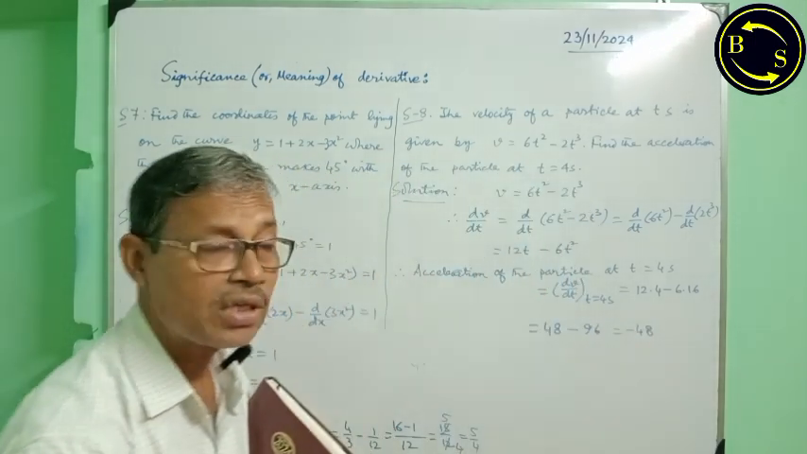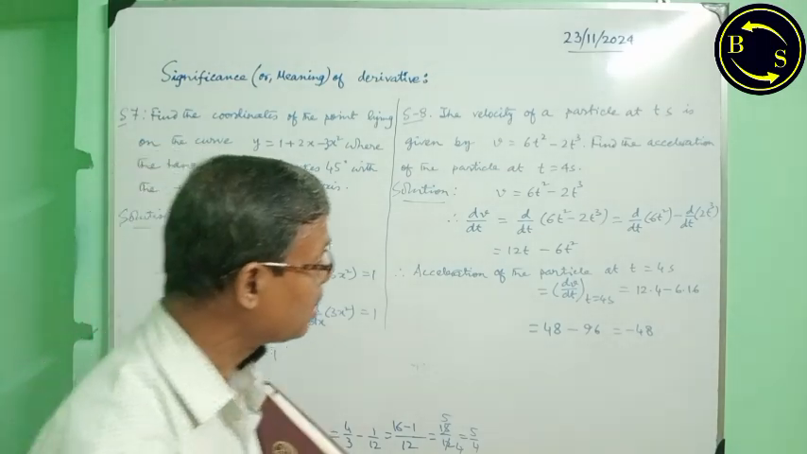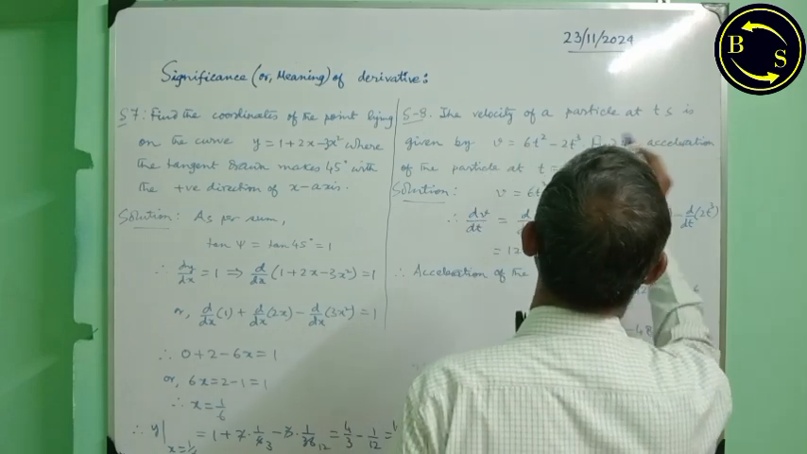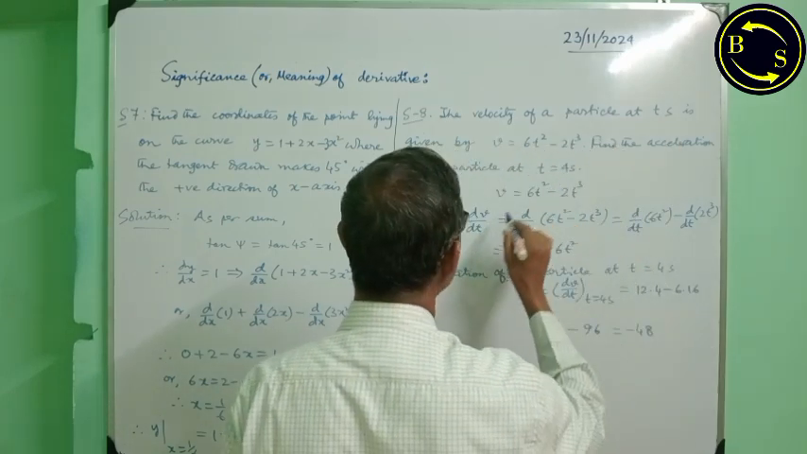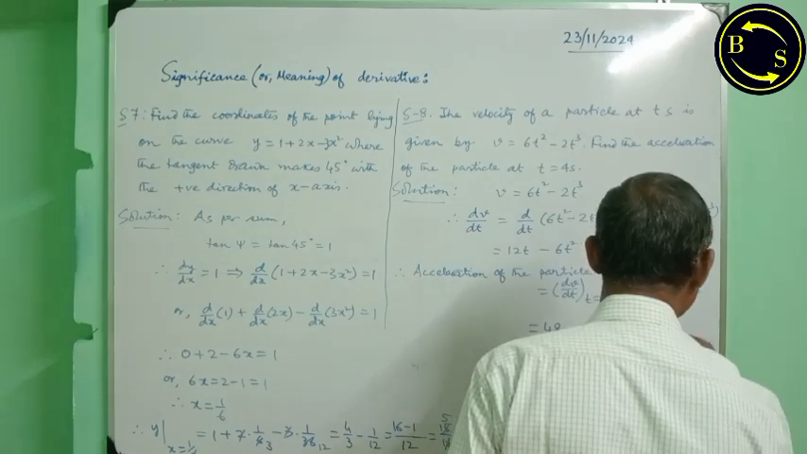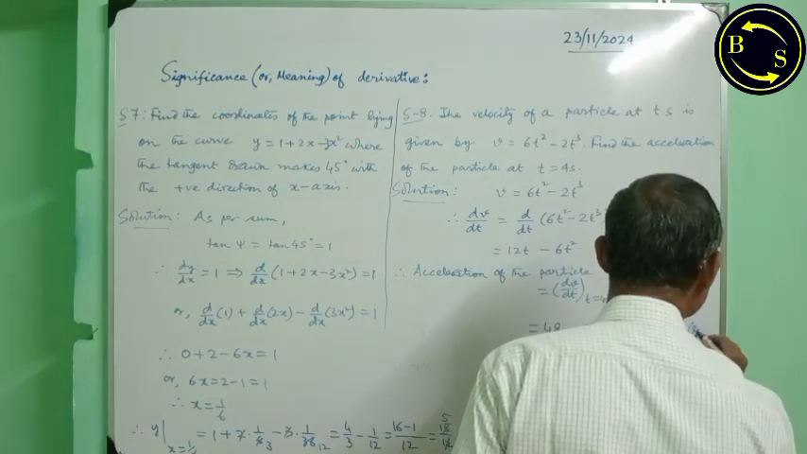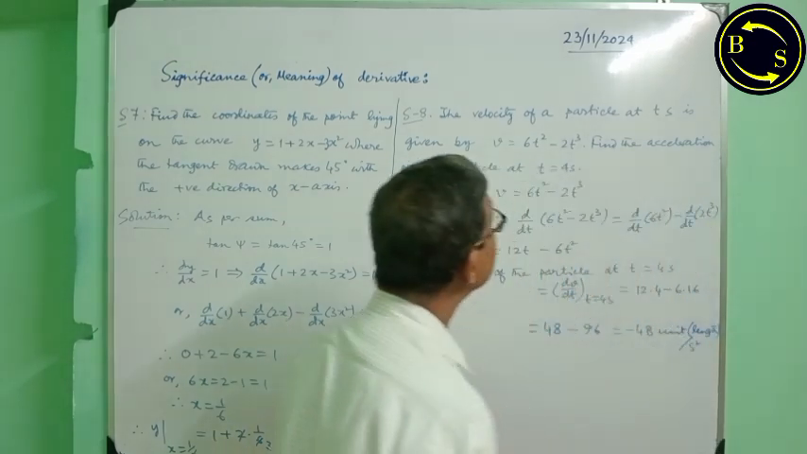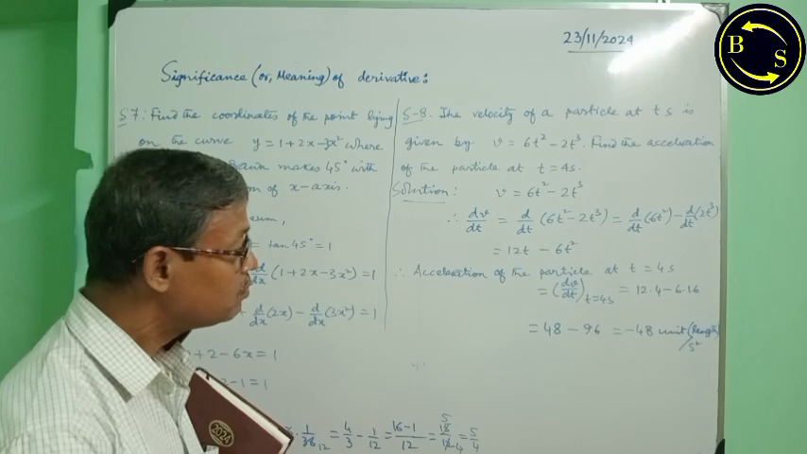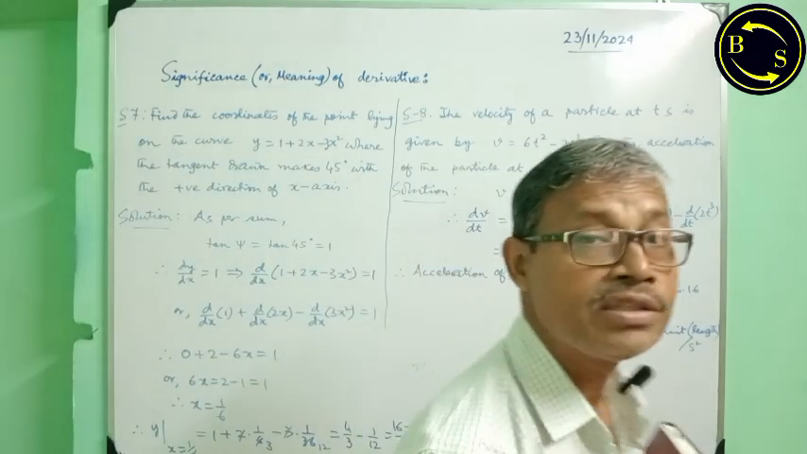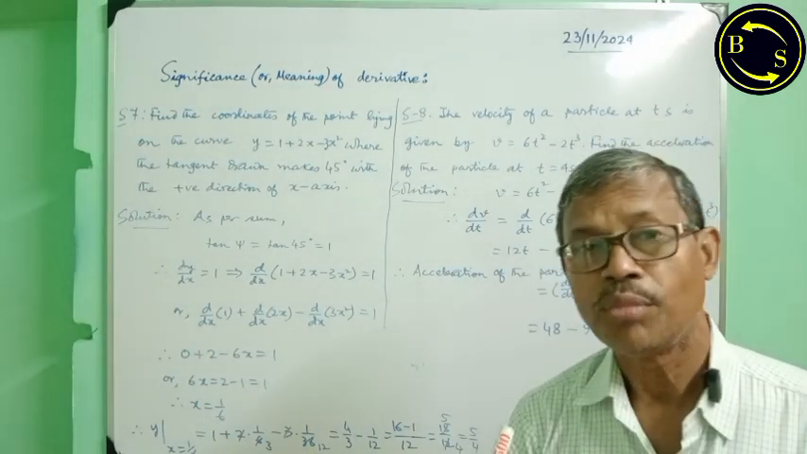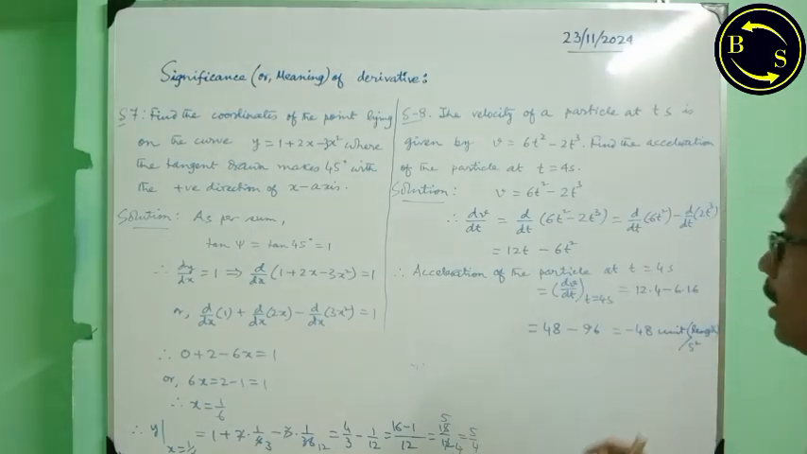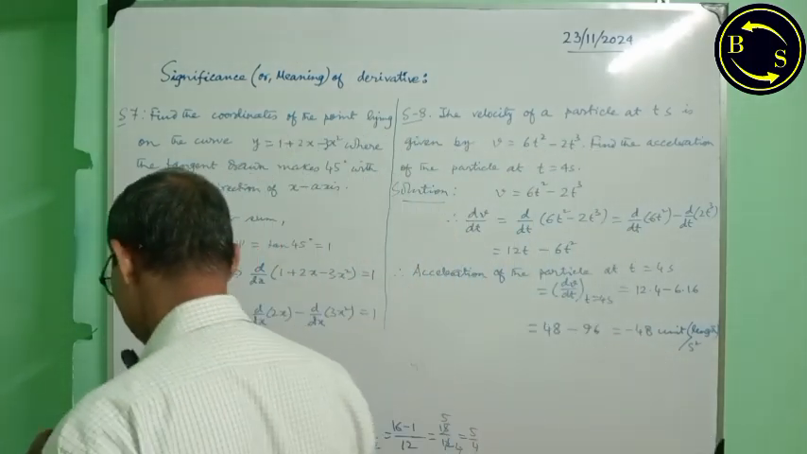Now since it is acceleration, we have to put proper unit. Here unit of time is not mentioned, just we write here unit length per second square. Unit of acceleration is unit distance by unit time square. That is why I have written like this. Therefore, this sum is solved.